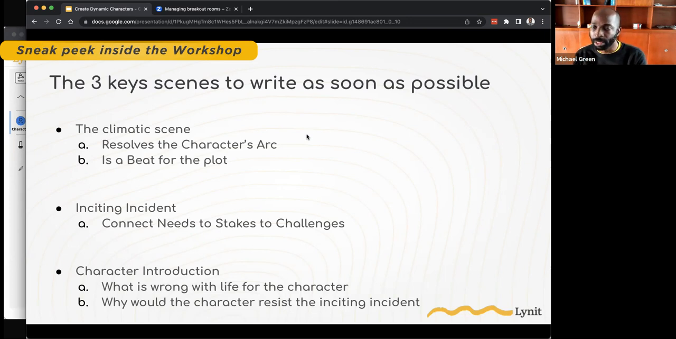Now, if it's the main character, maybe you want this to not just be a beat in the plot, but also the resolution of the plot. That's possible, but it's not required. At the minimum, though, it should be a beat for the plot. Otherwise, it's going to seem like the character's development was just random and has nothing to do with anything.